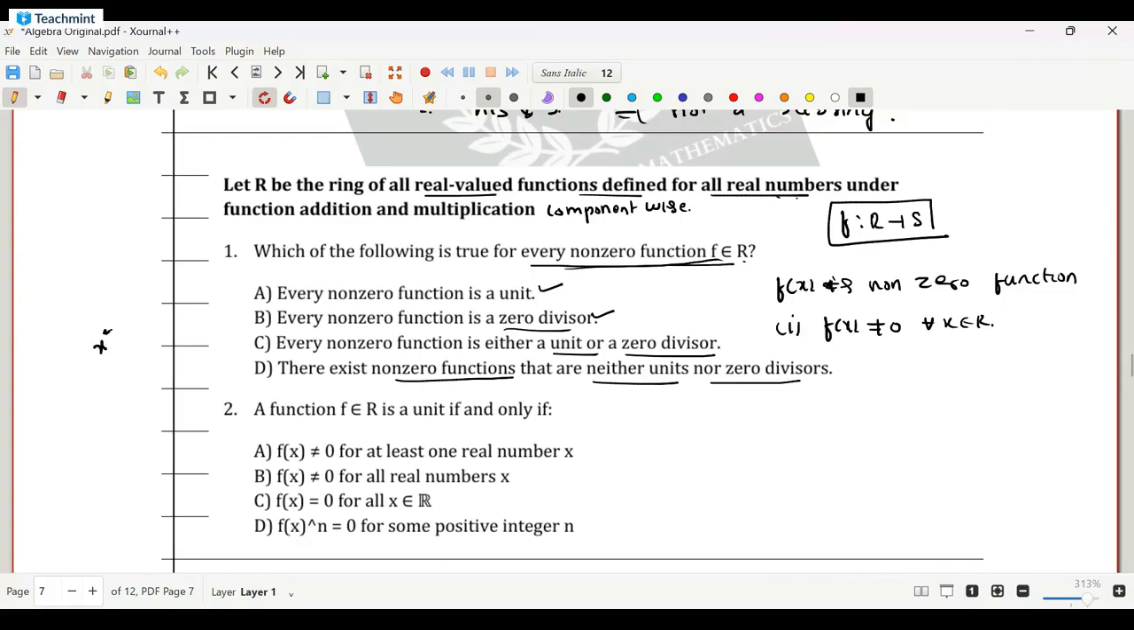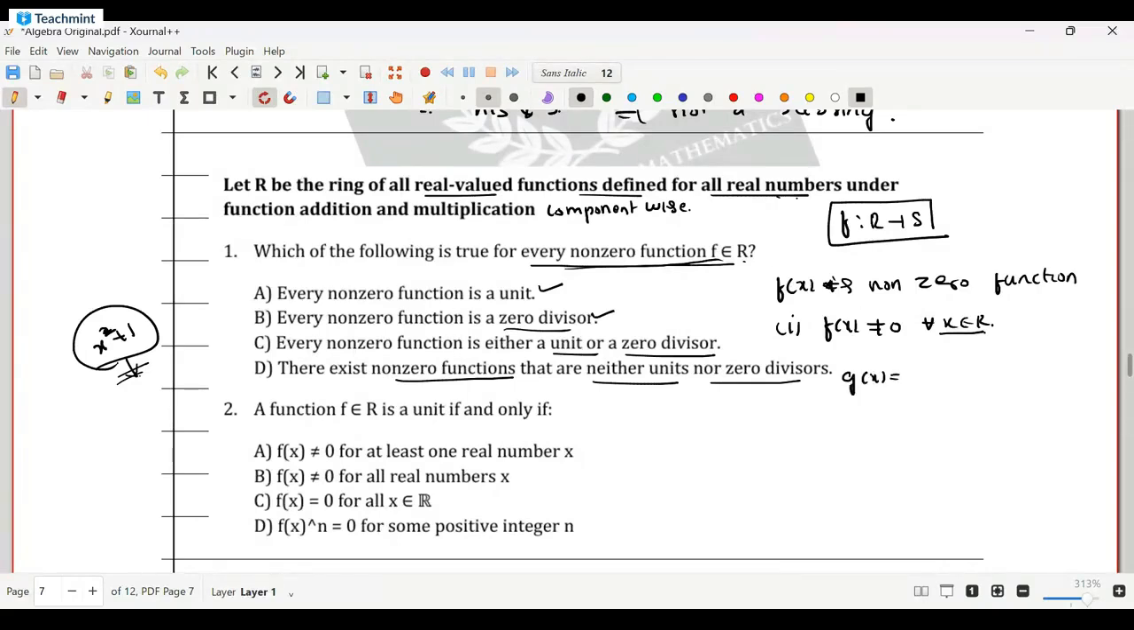Example, x square plus 1. For any real number, it never takes the value zero. Do its roots exist in R? No sir, only complex roots. So suppose f of x is of this form, that means f of x is never zero for every x belongs to R. Now define g of x.